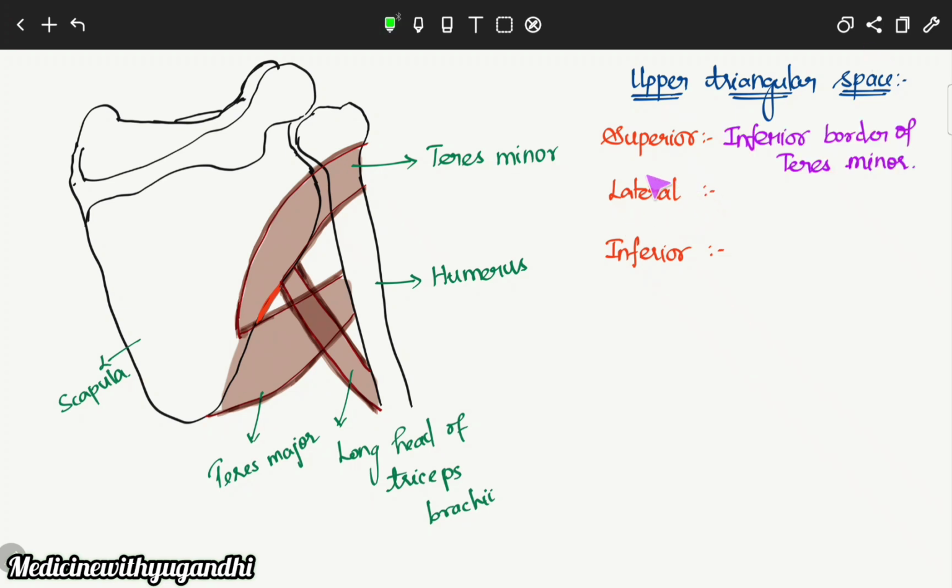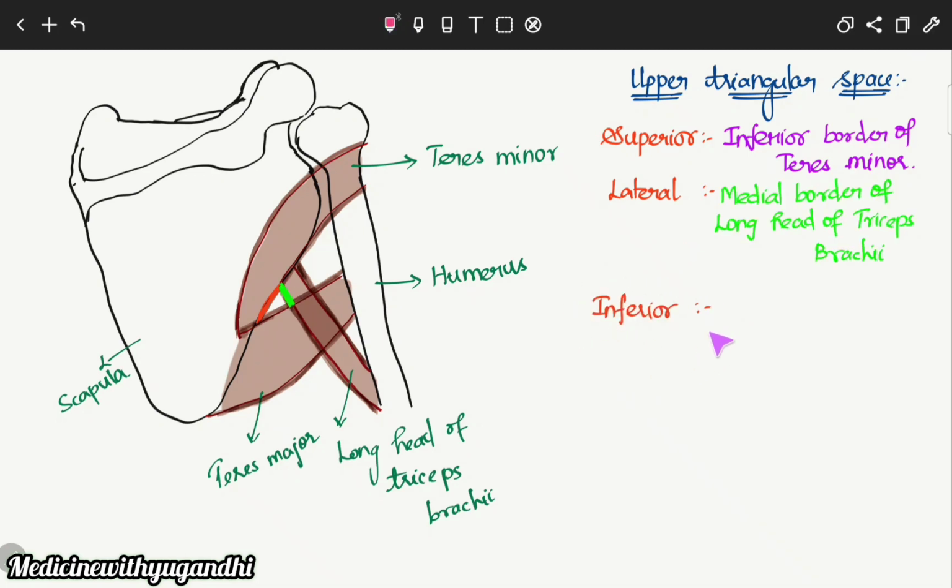Then coming to the lateral border. The lateral border of the upper triangular space is formed by the medial border of the long head of triceps brachii muscle. This is the triceps brachii muscle. Then coming to the inferior boundary, it is formed by the superior border of the teres major muscle. See, this is the teres major muscle.